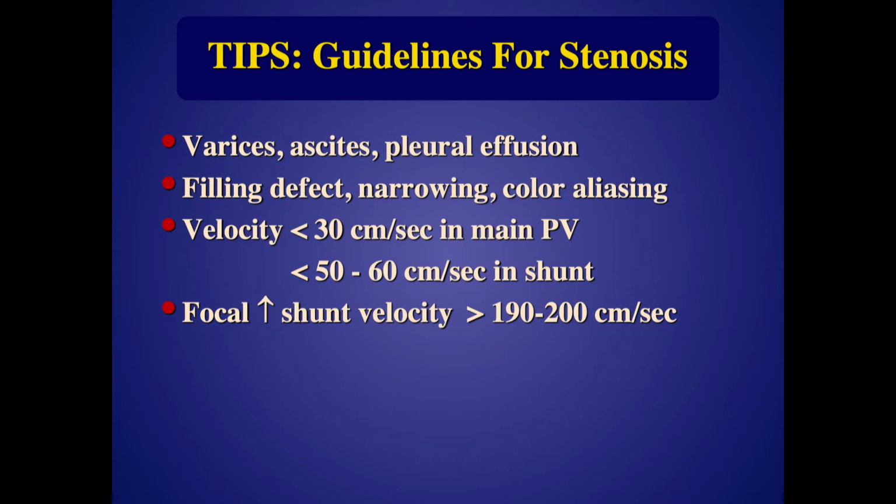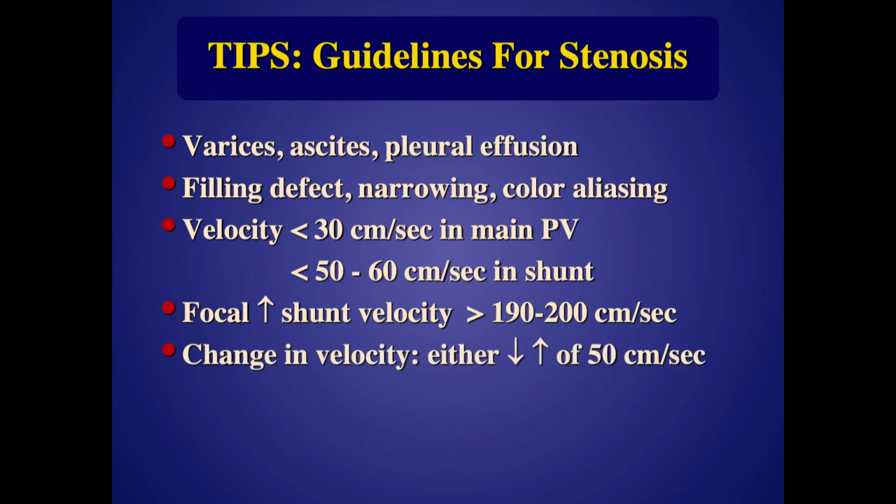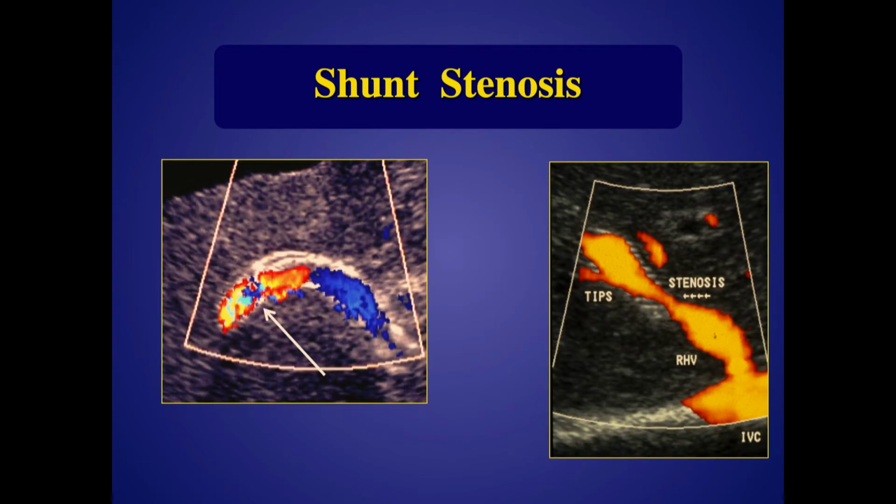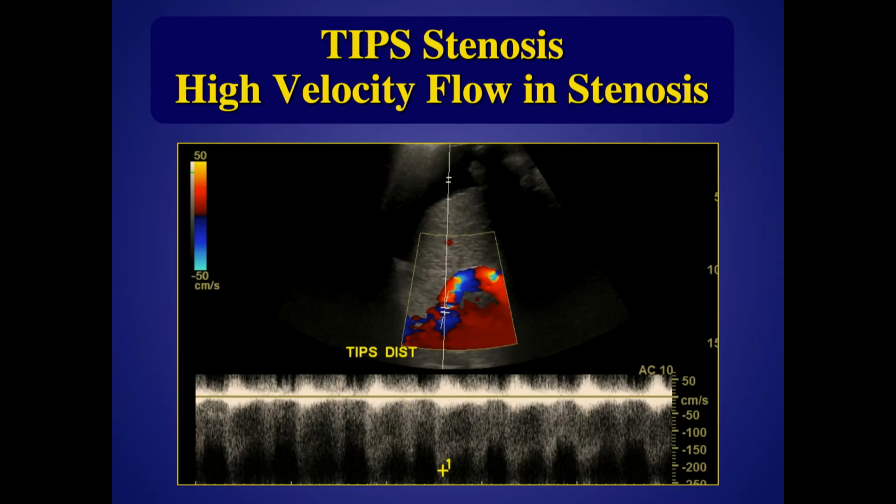So when there is a stenosis, it's typically greater than 200 centimeters per second. And we'll see a change in the velocity in the remainder of the TIPS compared to the baseline. So the things we look for: narrowing on the color display, elevated velocity in the stenosis, but if you don't see the stenosis, decreased flow in the TIPS, and the change in the direction of flow, particularly in that left portal vein. Here's an example of a stenosis.